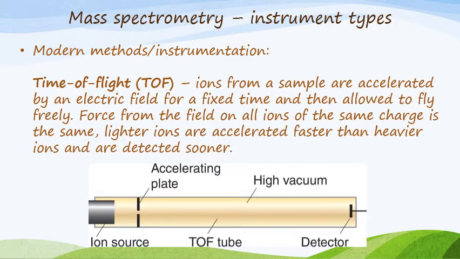And the last one is the most common instrument. It's called a time of flight instrument, where ions from a sample are accelerated by an electric field for a fixed period of time, and then those ions are allowed to fly freely. So the force from the field on all the ions of the same charge is the same. So the lighter ions are accelerated faster than the heavier ions, and obviously are detected sooner than the heavier ions. And this has great advantage for getting our mass spec information.